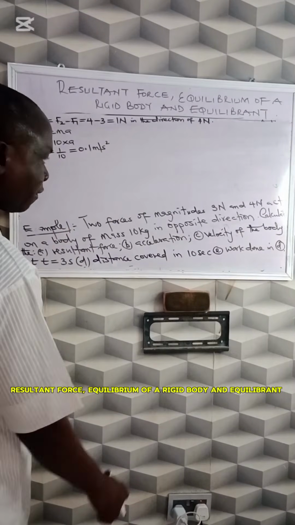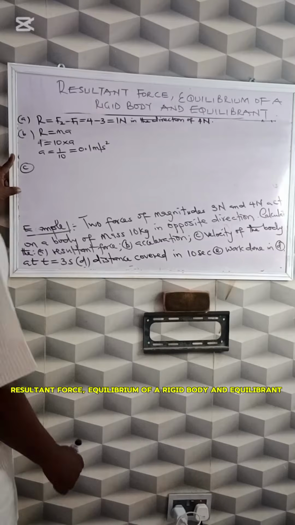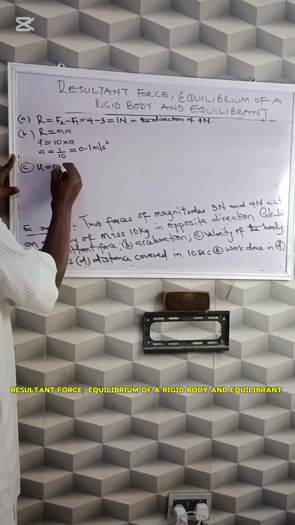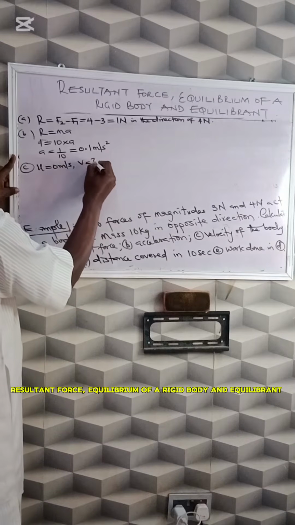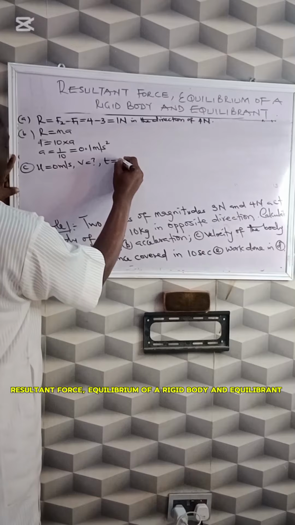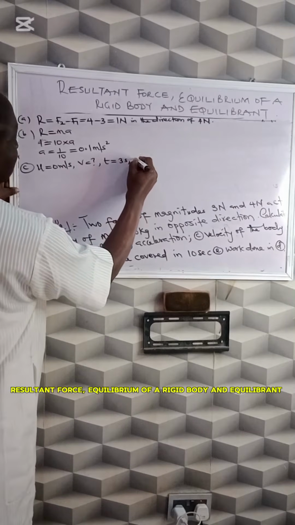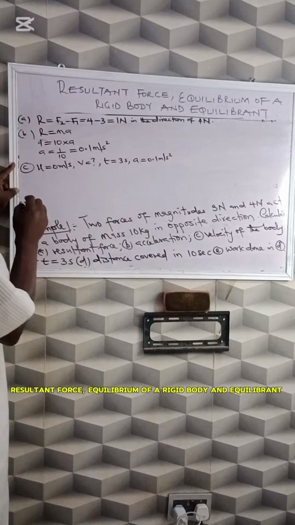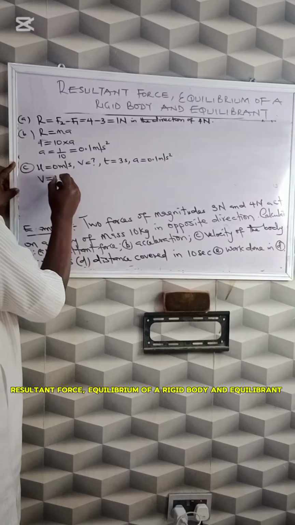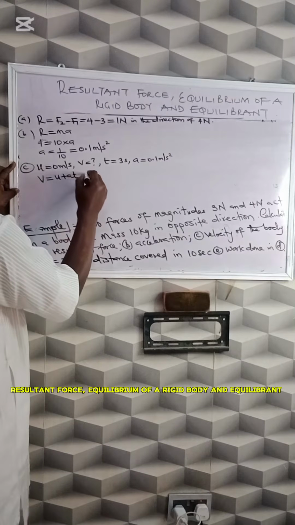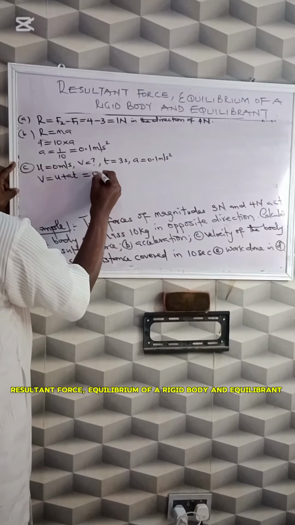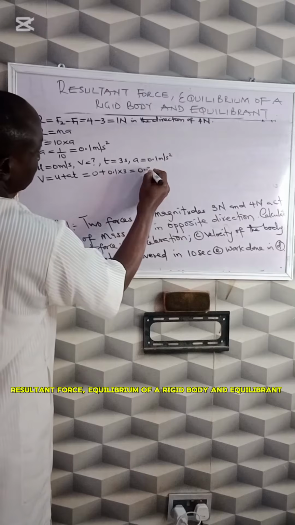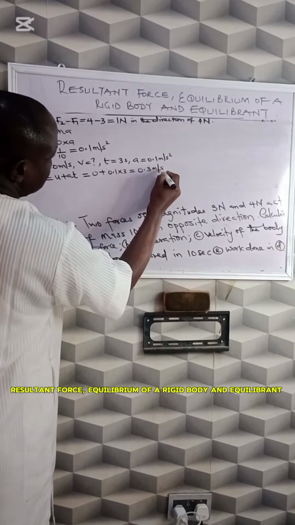C. We have to calculate velocity of the body at t equals 3 seconds. The body was assumed to be initially at rest, so u is 0 meter per second. We have to find final velocity, we don't know. Time is equal to 3 seconds. We have known our acceleration to be 0.1 meter per second squared. So for that reason, we are going to use v equals u plus at. So v equals 0 plus 0.1 times 3. So the answer is 0.3 meter per second.